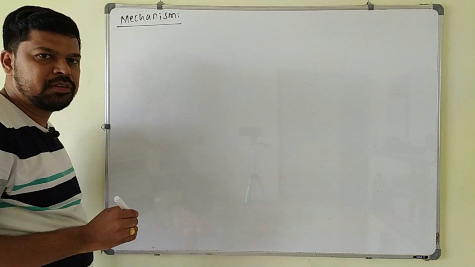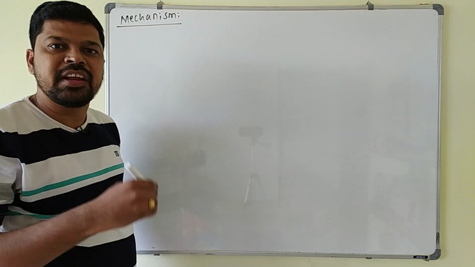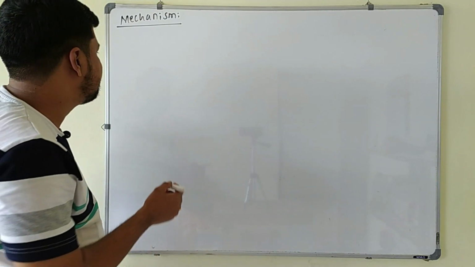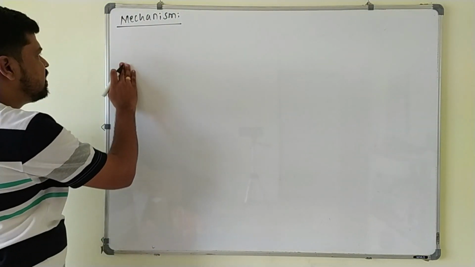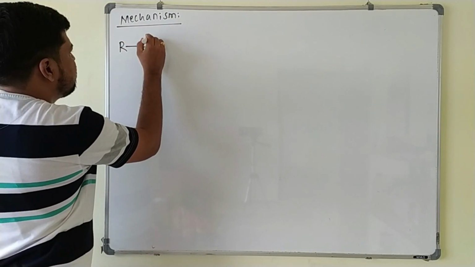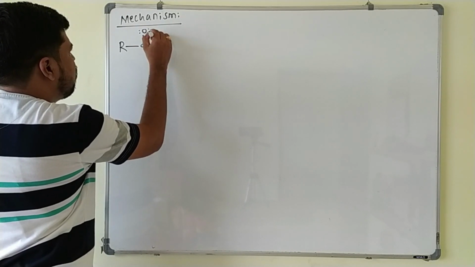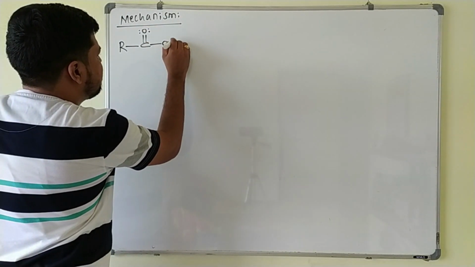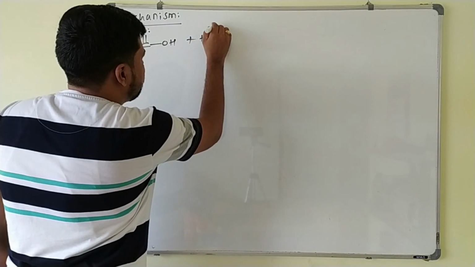So in the first step, the carbonyl group of the carboxylic acid is protonated in order to increase the speed of the nucleophilic addition reaction, so that attack of the nucleophile, that is the alcohol, will be easy. First, you will take the carboxylic acid. This is oxygen with 2 lone pairs of electrons on the carbonyl group, and this will be OH. First step, protonation of the carbonyl group.